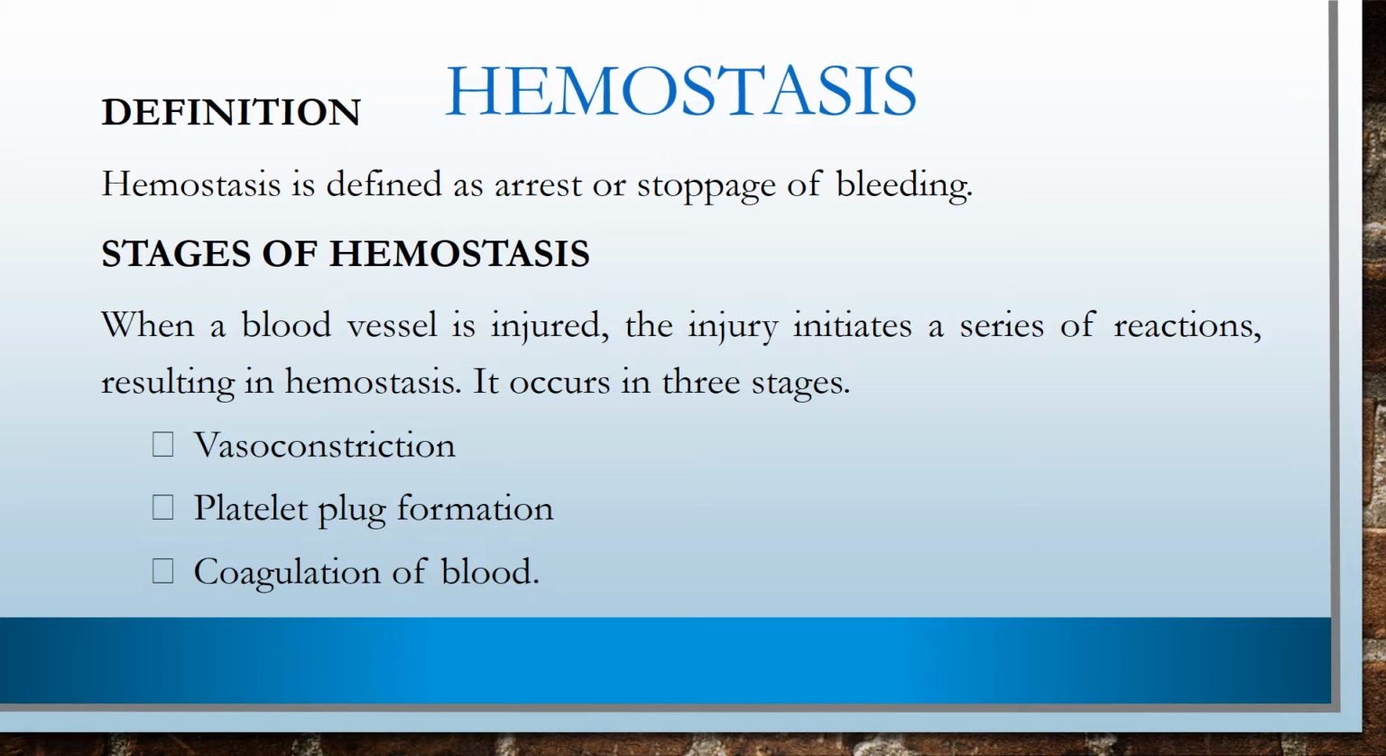And here I added the stages of hemostasis. That is, when a blood vessel is injured, the injury may initiate a series of reactions which may result in the hemostasis, and it occurs in the three stages. The first stage is the vasoconstriction, and then platelet plaque formation, and the third one is the coagulation of blood. Now we will discuss these three stages in detail.